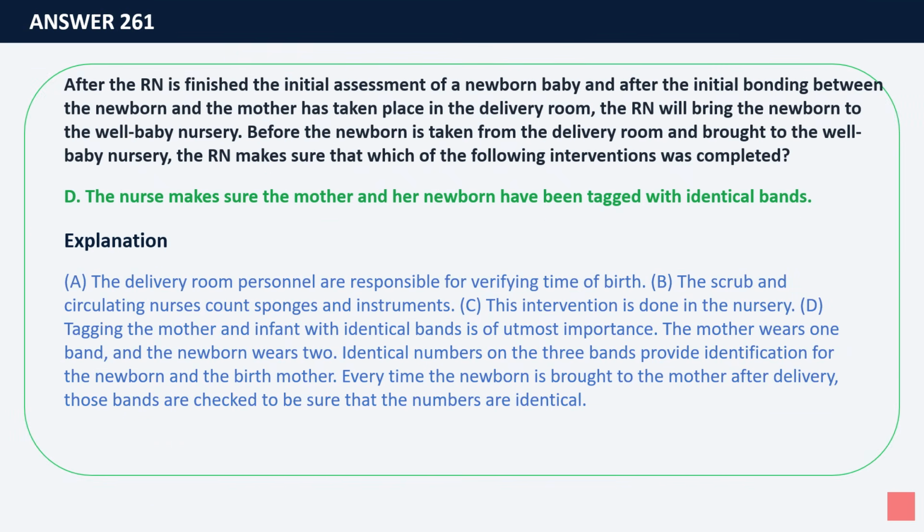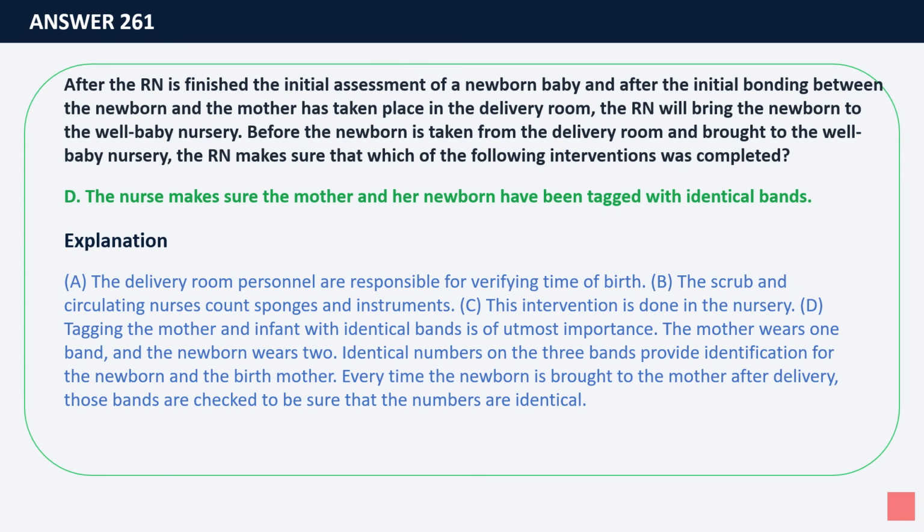Answer: D. The nurse makes sure the mother and her newborn have been tagged with identical bands. Explanation: A. The delivery room personnel are responsible for verifying time of birth. B. The scrub and circulating nurses count sponges and instruments. C. This intervention is done in the nursery.